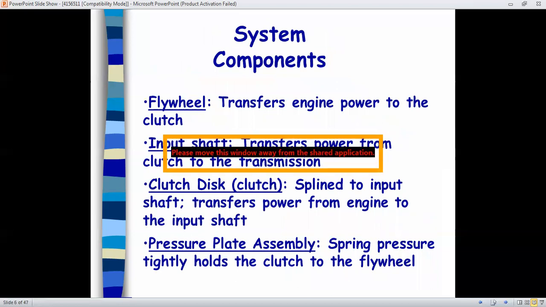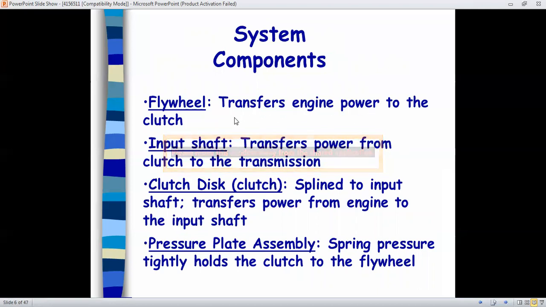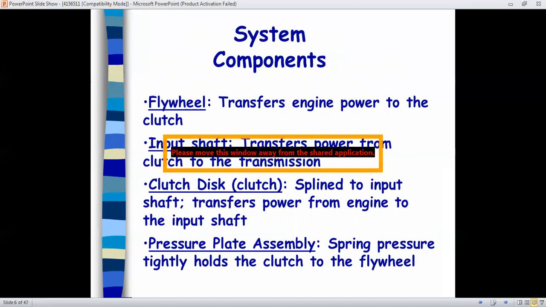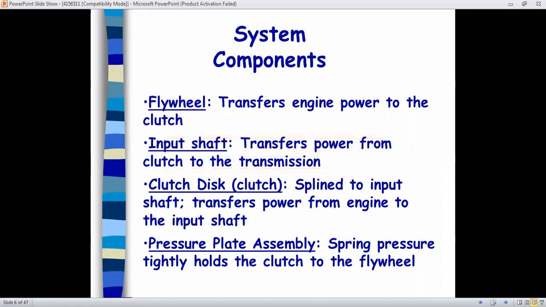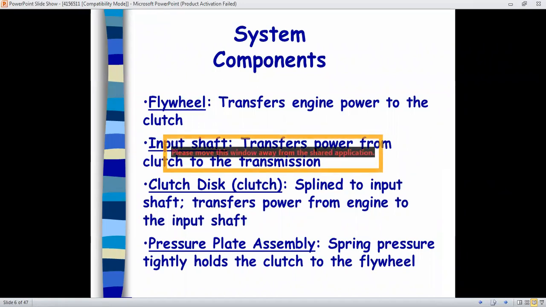Now, what are the important components of the clutch system? First is the flywheel. It transfers engine power to the clutch. The flywheel not only transfers the power from the engine, but it also controls the fluctuation of the energy or power. When your transmission system needs less power, the flywheel absorbs the energy, and when the transmission system needs more power, the flywheel releases the energy for the smooth driving of the vehicle.